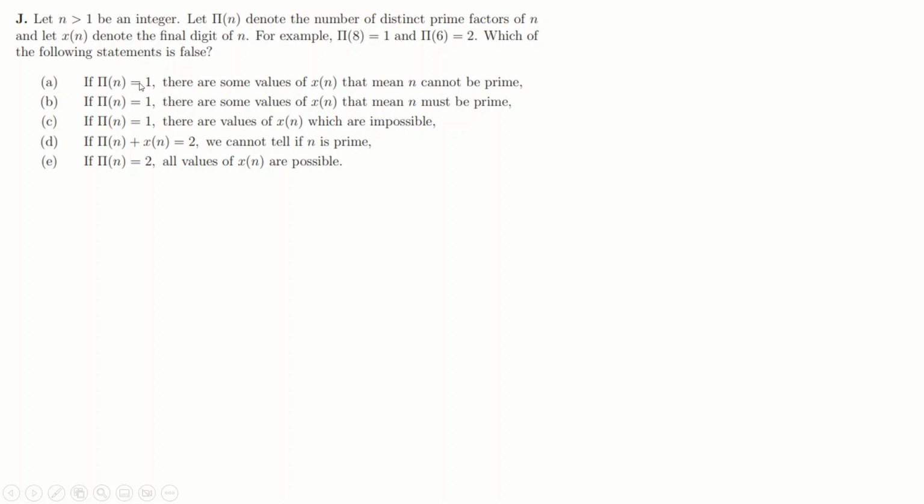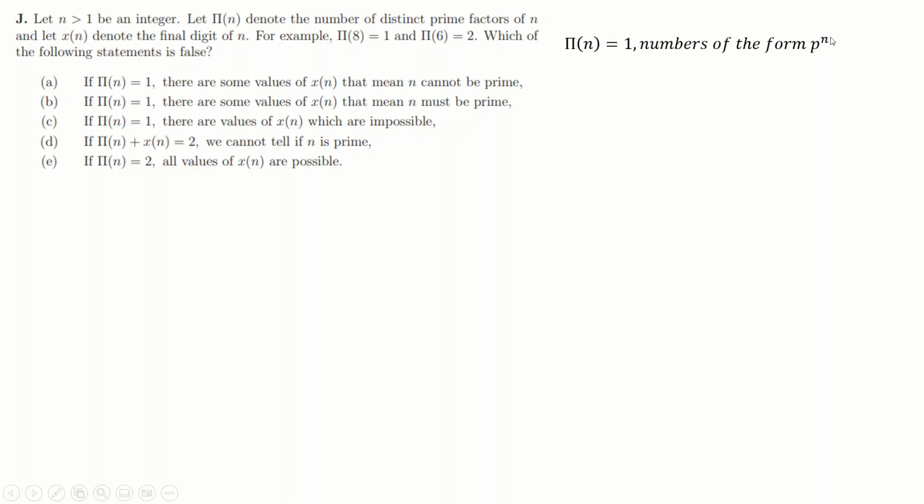If the number of prime factors, remember that's what this means, of n is 1, there are some last digit values that mean n cannot be prime. Now, capital pi of n equal 1 means numbers of the form p to the n, where p is prime. So things like 2, obviously, because that's 2 to the 1, or that n I shouldn't have used as an n, should I? That's not the same as this n. That's frustrating that I've done that, but just think of this as a different n, or like as an m or o, or anything that's just not this n here.